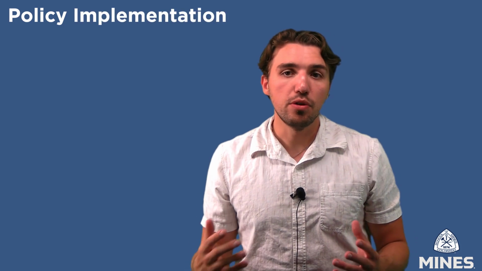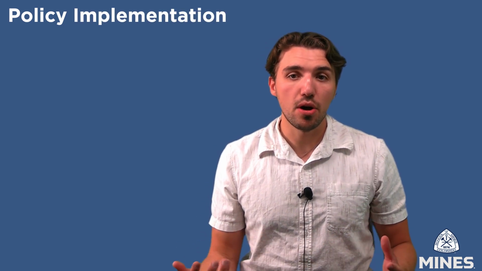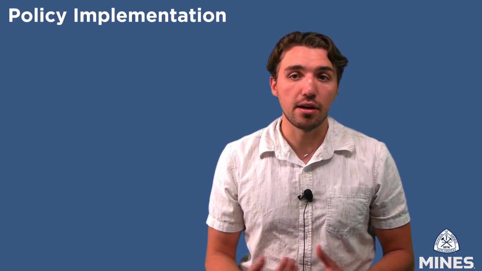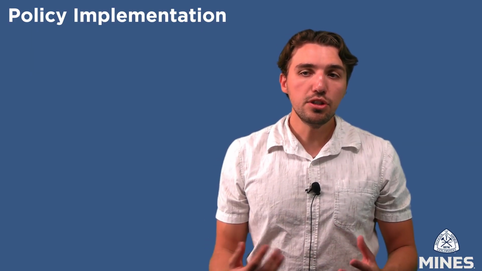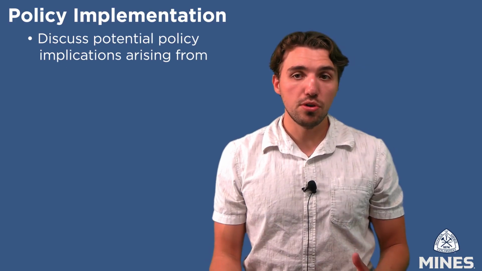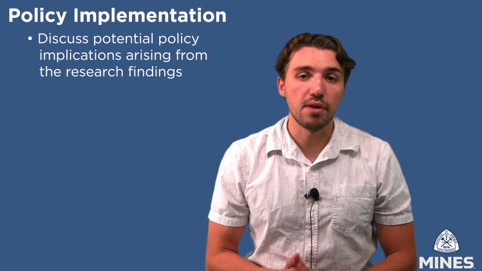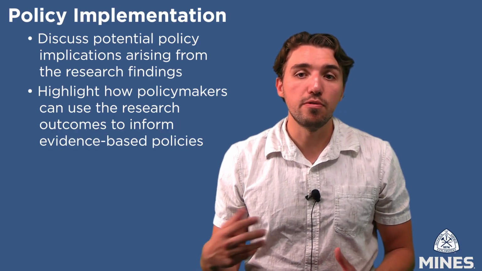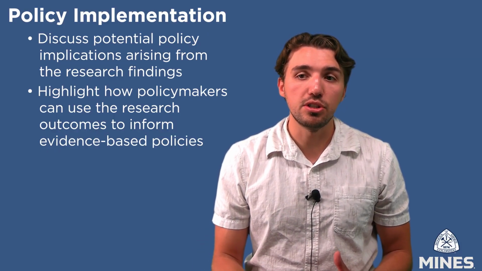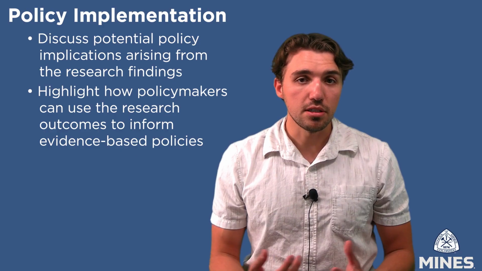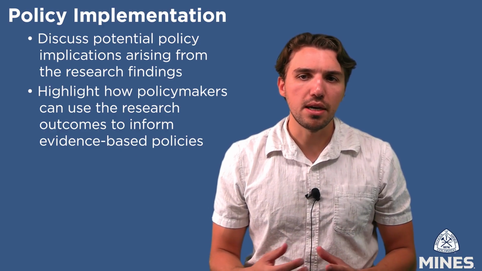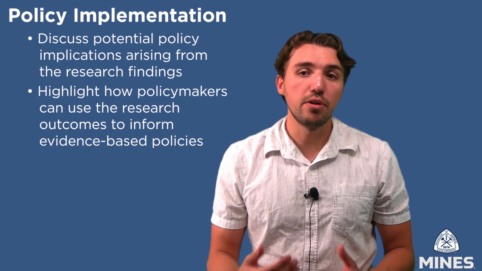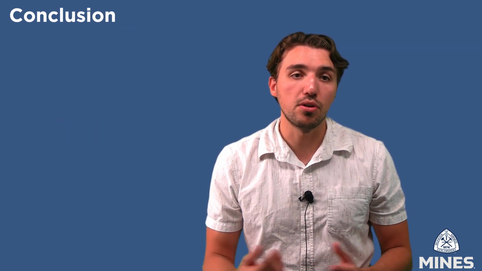Quite often, research will inform policy developments and decision-making processes in various sectors, including healthcare, environmental conservation, and technology regulation. The recommendations section should discuss potential policy implications arising from your research findings. You can highlight how policymakers can use the research outcomes to inform evidence-based policies, regulations, and interventions. For instance, it would be good to discuss how policymakers should enact supportive policies and regulations to create favorable investment environments for CCS technology and development.